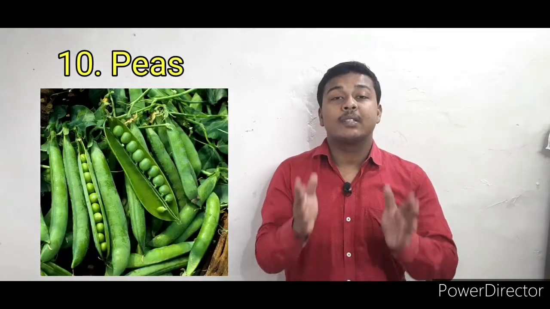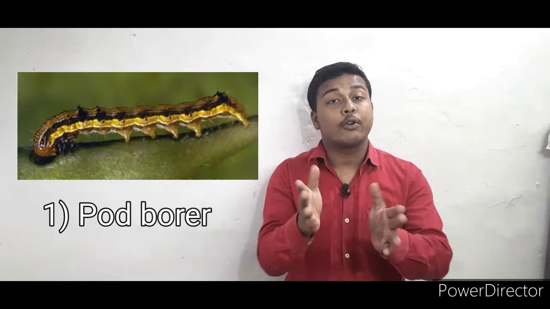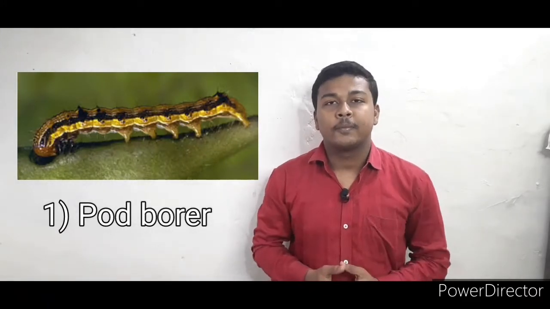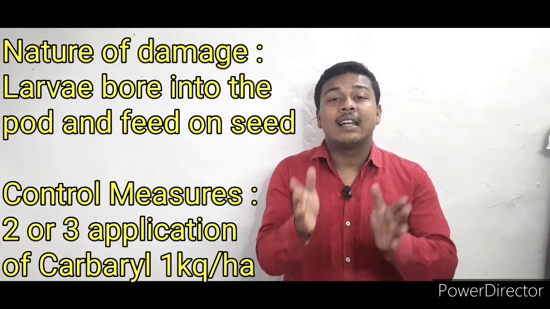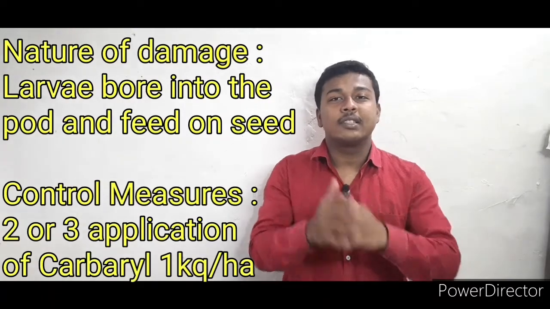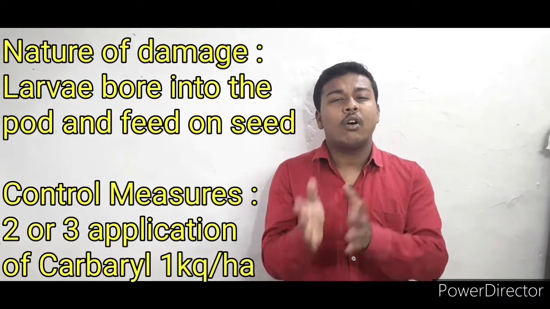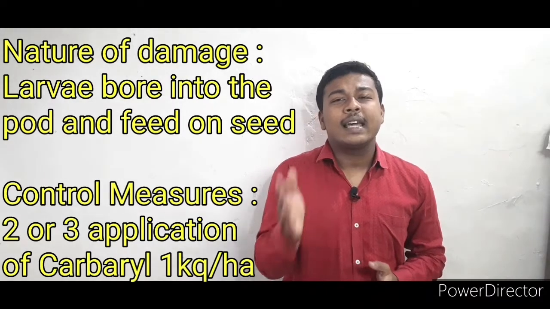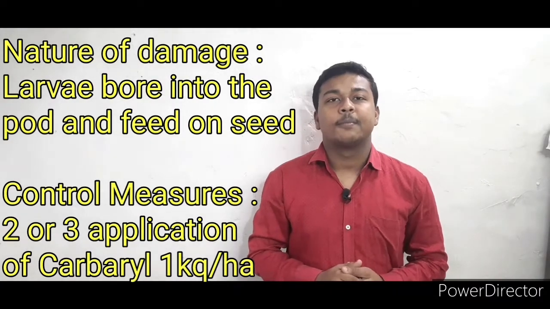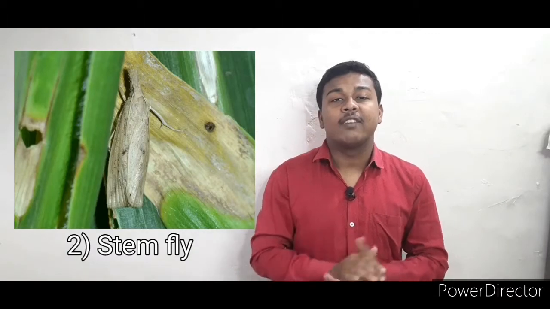Now the next field crop is the pea, and the first pest in it that we're going to know is the pod borer. What they do is the larva bores in the pod and feeds on the seed, and to control this, 2 or 3 applications of Carbaryl at 1 kg per hectare should be done. Now the next pest is the stem fly.